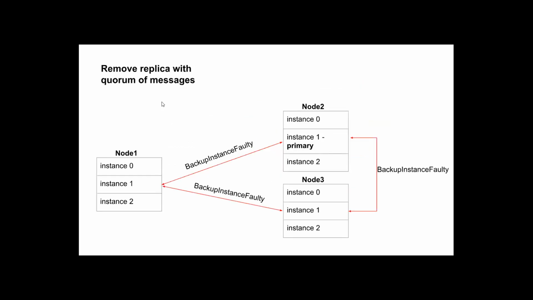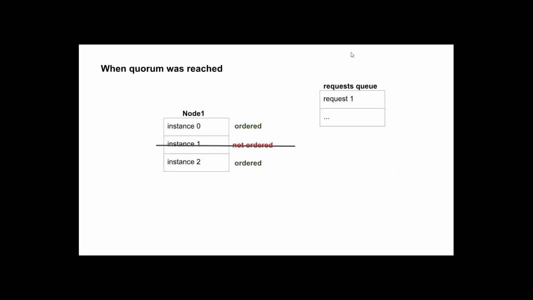And third strategy: if a node finds one of these problems, disconnection or degradation, with its backup replica, it sends a backup instance fault message to all nodes. And the nodes remove replicas only by the quorum of these messages, in the amount of f+1 messages.